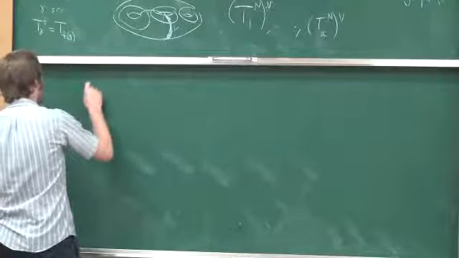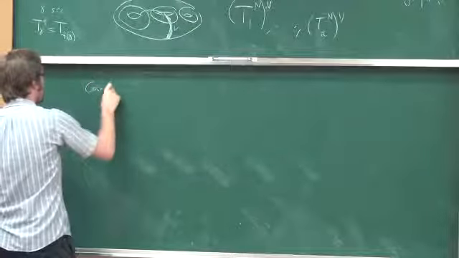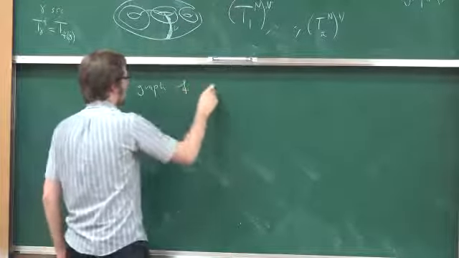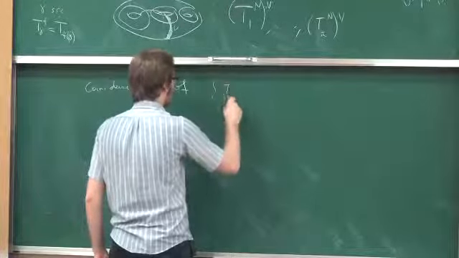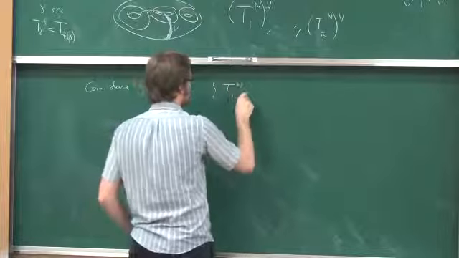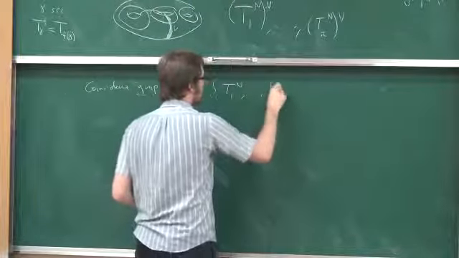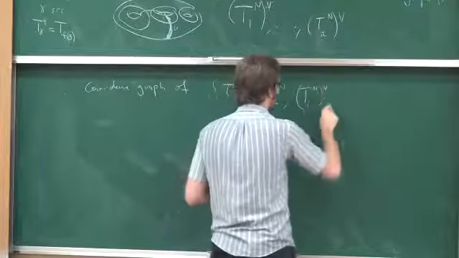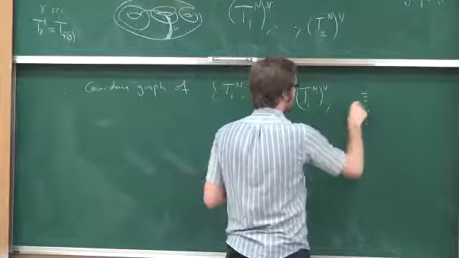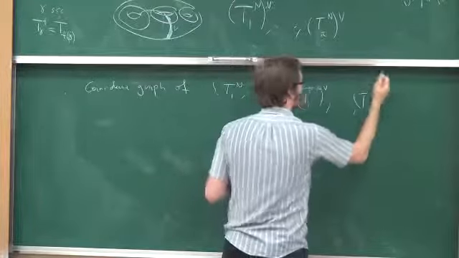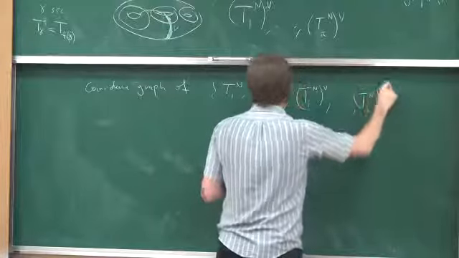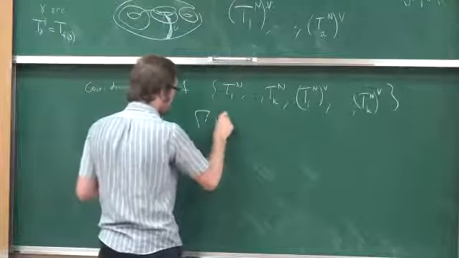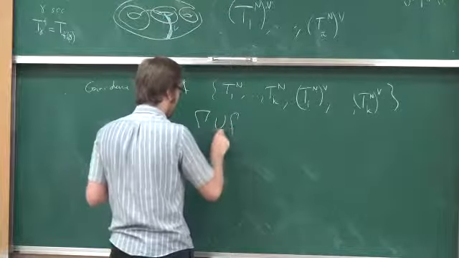So that implies that the coincidence graph of the maps of the Dehn twists T1^N, ..., TK^N, T1^N conjugated by V, ..., TK^N conjugated by V, is gamma union gamma over the star of V.